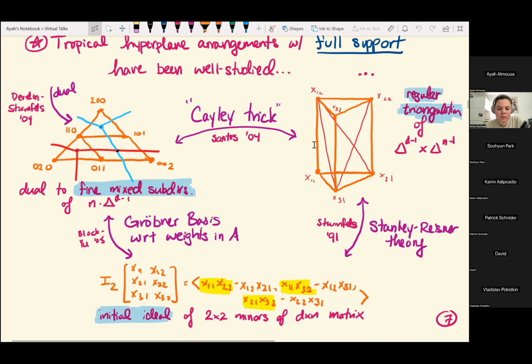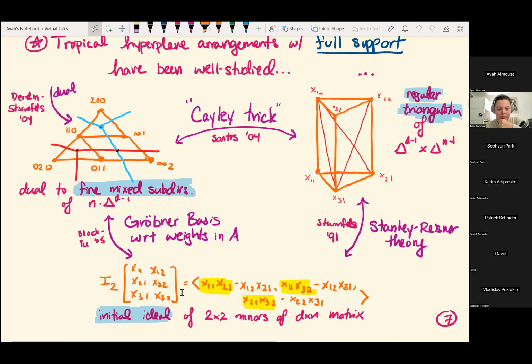And so via the Cayley trick, we can go back and forth between triangulations of products of simplices and fine mixed subdivisions of a dilated simplex. I cite Santos here. This goes back to work of Sturmfels even earlier than that, but there's a nice paper by Santos where he summarizes this for this particular case. And then this regular triangulation is a simplicial complex, right? And so this is going to correspond to some monomial ideal. In particular, the monomial ideal that it corresponds to is the initial ideal of the 2x2 minors of this D by N matrix, right?